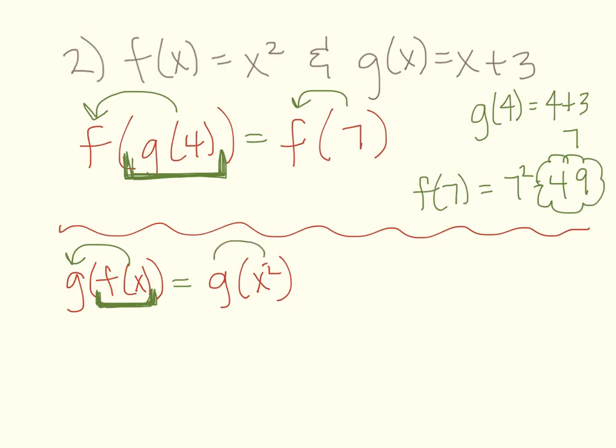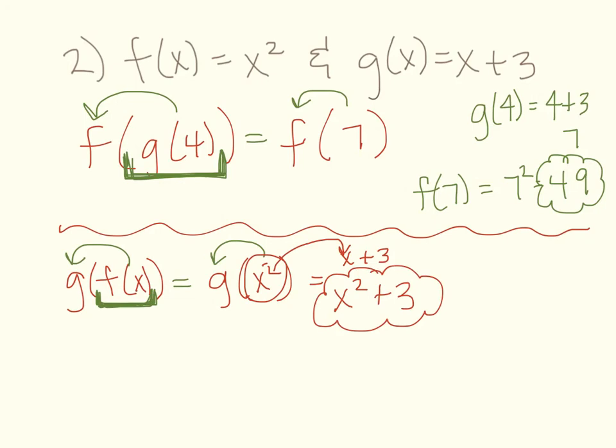From here, I want to take x squared and plug it into g. So there's my composition. I'm taking a function and plugging it into another function. So whatever my g is, in this case my g is x plus 3, I'm going to take that x squared and plug it in for x. So I'm going to take that x out and replace it with x squared, making my answer x squared plus 3. You knew your answer was going to have an x in it because there was an x right here.